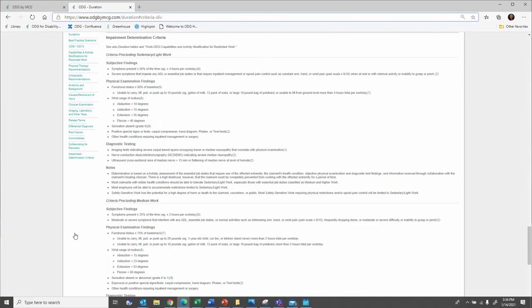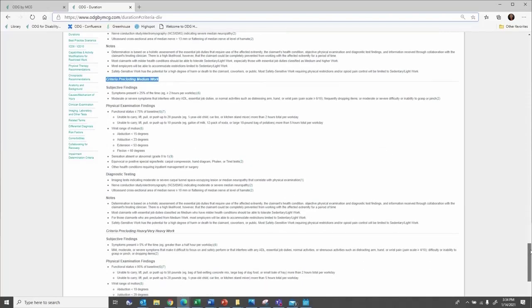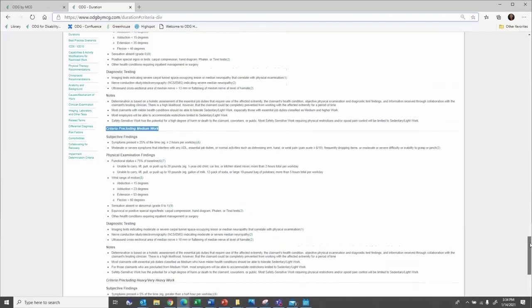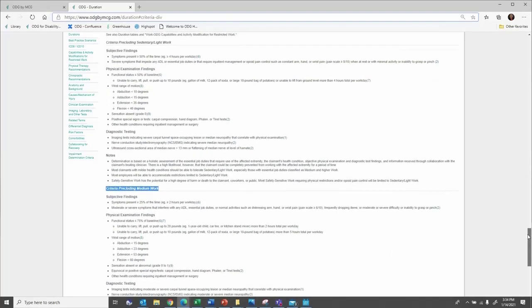So now you need to look at your claim and understand the physical demand level, or PDL, that your claimant has. So we've broken it into 3 subsections. Here at the top, we have criteria that would preclude someone from being able to do sedentary or light work. In the middle is the criteria precluding someone from being able to do medium work. And finally, just below that is the criteria precluding someone from heavy or very heavy work. For today, we're going to stay with the sedentary and light work.